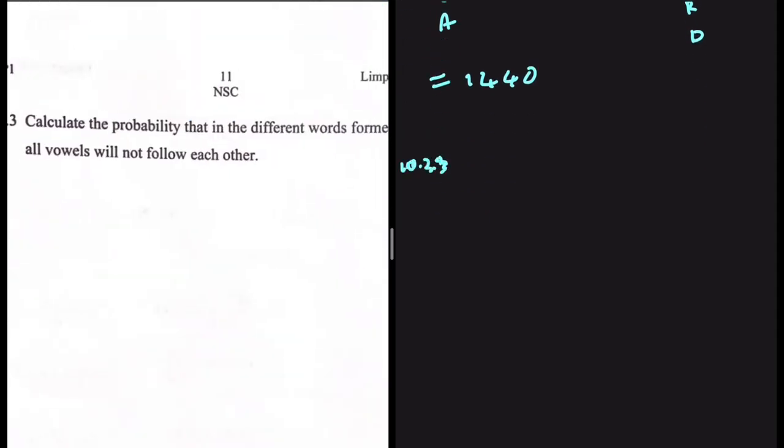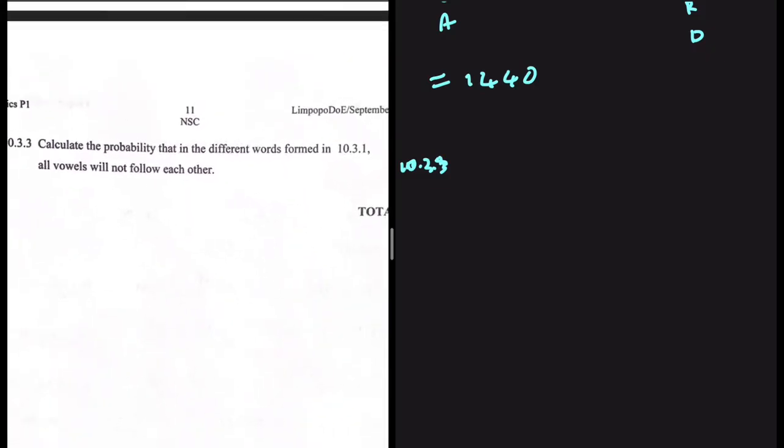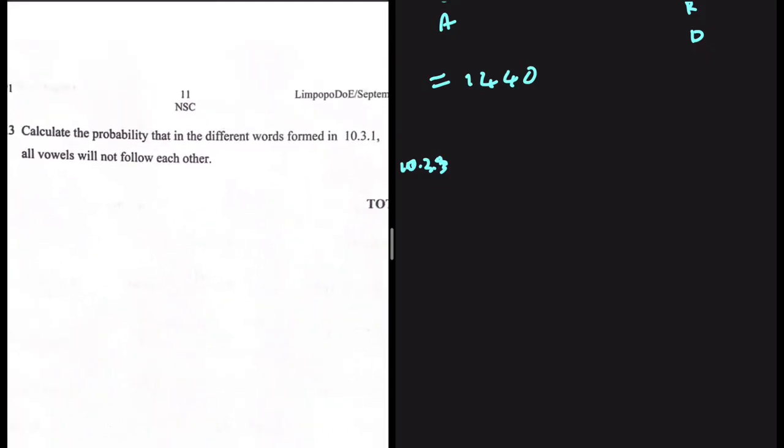The last question, which is a bit tricky, 10.3.3: calculate the probability that in the different words formed in 10.3.1, all vowels will not follow each other. It's very difficult to count "will not" compared to counting "will." The probability of an event not occurring is equal to 1 minus the probability of that event occurring. So instead, we can calculate the probability of the vowels following each other, and then the probability of the vowels not following each other will be 1 minus that. So let's go ahead and do that.